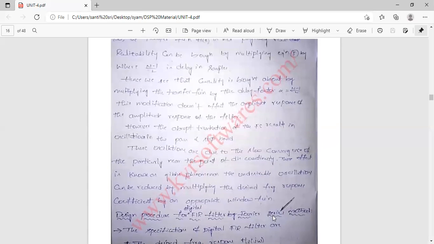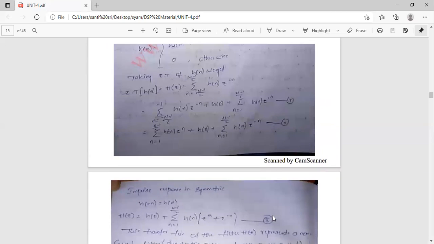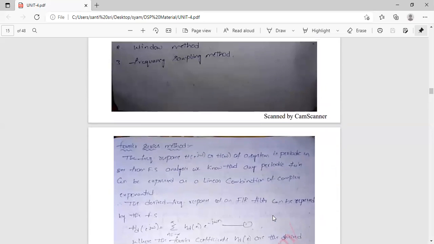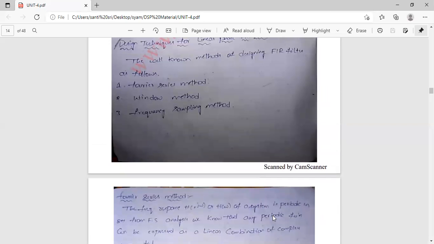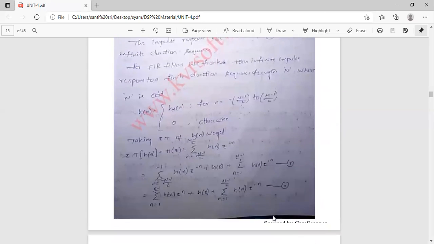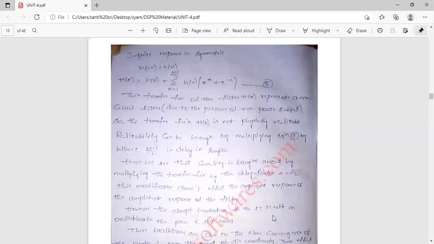So this is about the first one, the Fourier series method. In the next class, we will discuss the Windows method and the frequency sampling method. Just go through this, and if you have any doubts, then we'll discuss them later.